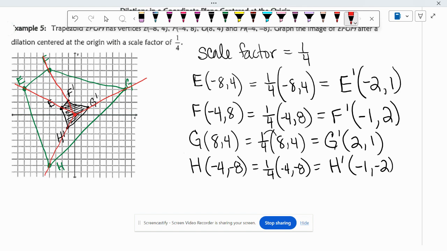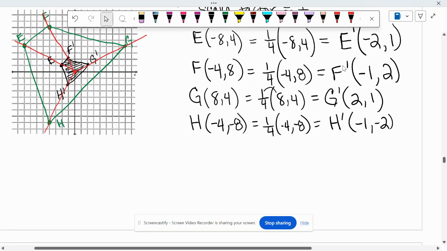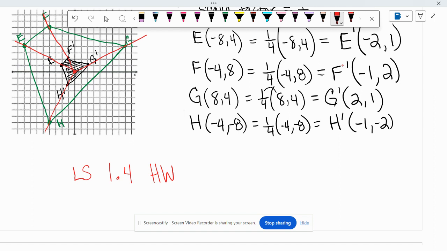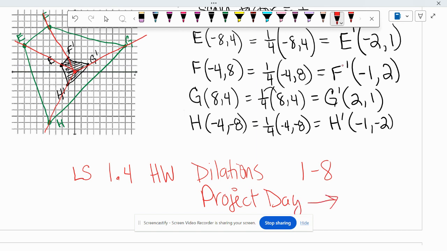And that honestly is your lesson. That is your lesson for today. So I'm going to write down what your homework is. Hang on a second. So lesson 1.4 homework is dilations. It's just questions 1 through 8. But you also have your project, because remember I told you today would be a project day. So you have your project that you need to work on. Today is the only other project day that you have besides the Friday before it's due.